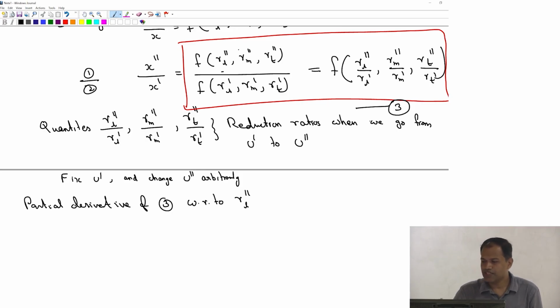So I have to now differentiate this boxed expression with respect to RL double prime. The numerator is a function of RL double prime, so I should differentiate it. The denominator is not a function of RL double prime, so I don't have to do anything. The right hand side is a function of RL double prime by RL prime, so I should be applying the chain rule. So let's do that.